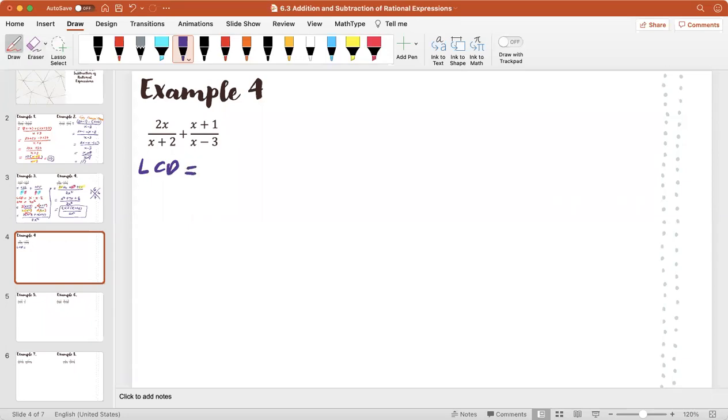We said we cannot factor x plus 2, we cannot factor x minus 3, so there's no common factor. If there's no common factor, the LCD is simply their product. So we multiply x plus 2 and x minus 3, and that's your LCD. Our next goal is to make both equal to the LCD, x plus 2 times x minus 3, in terms of denominators. So let me copy that.